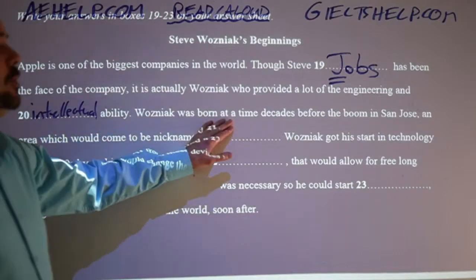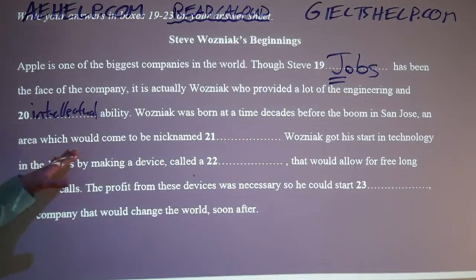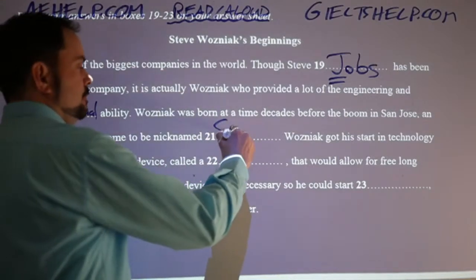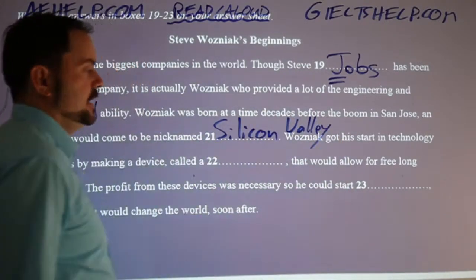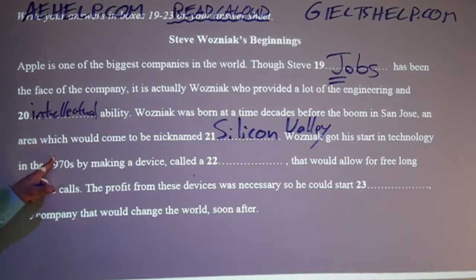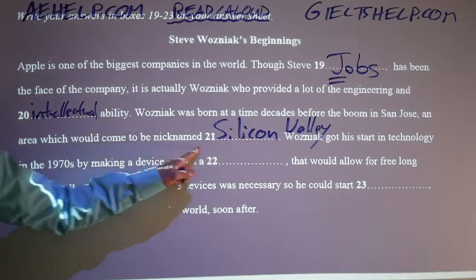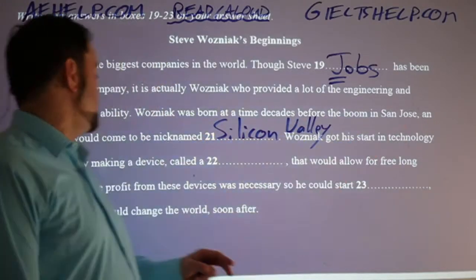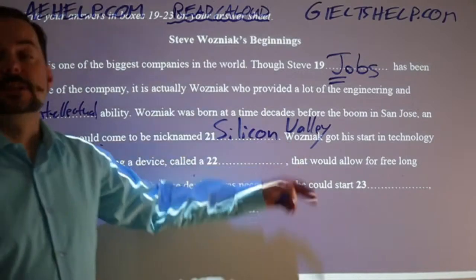All right, Wozniak was born at a time decades before the boom in San Jose, an area which would come to be nicknamed, and a lot of you will know this, you might have to check the spelling, but it's Silicon Valley, okay? So Silicon Valley, right? Not the nickname of Wozniak, Jyoti, but the nickname of the place, the location. So boom in San Jose, an area, not a person, an area which would come to be nicknamed Silicon Valley.